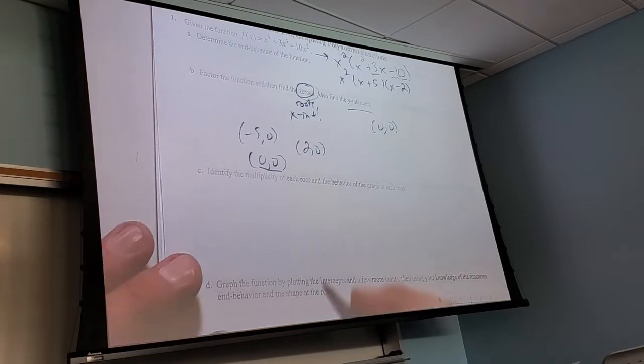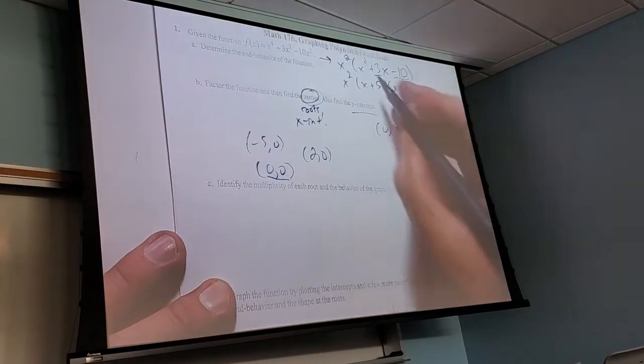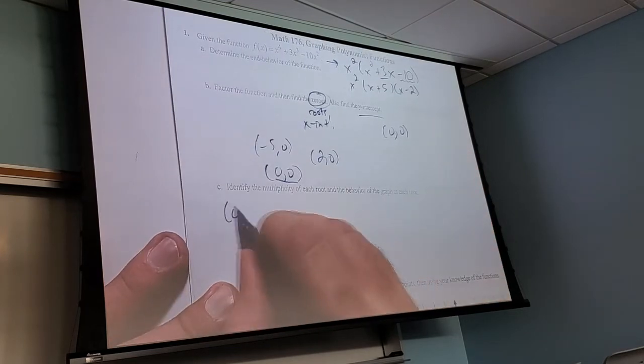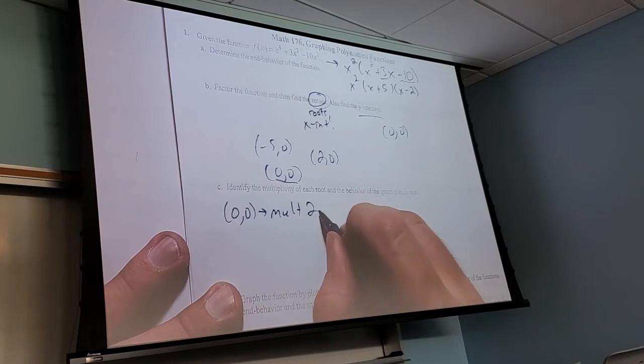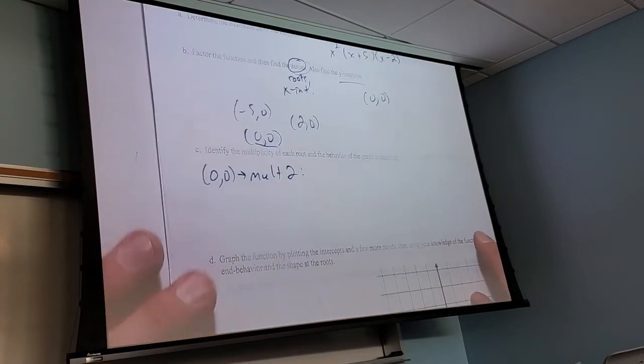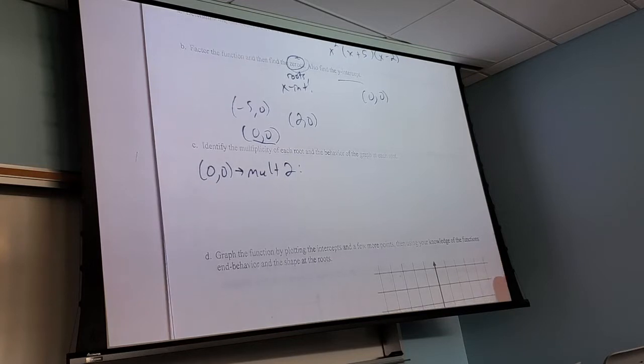So for (-5, 0), all right, what about (0, 0)? (0, 0). What's its multiplicity? 2, which means what's it going to do? It can only do one of two things. Is it going to turn or go through? Turn.